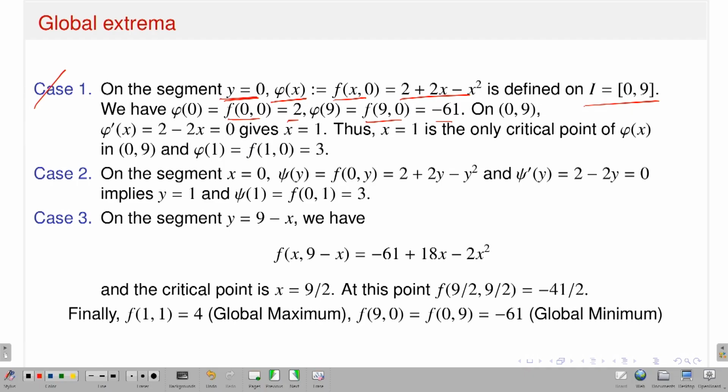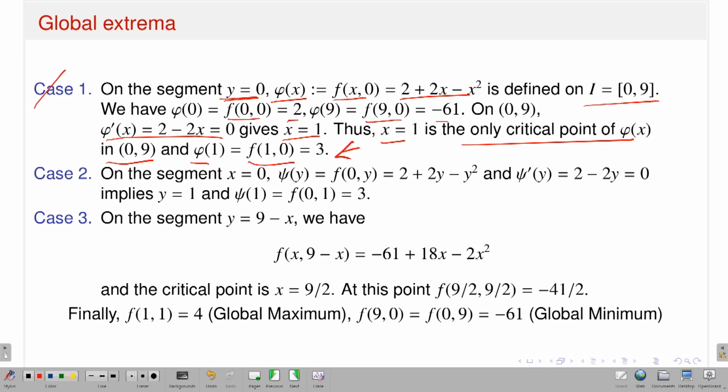Again you think about it as a function of a single variable phi x, take the derivative, equate it to 0, and get some possible points where an extremum might exist. If I put phi prime x is equal to 0, it will give you x is equal to 1. Therefore x is equal to 1 is the only critical point of phi x in the open interval 0 to 9. So you check the value. Phi of 1, which is exactly equal to f of 1, 0, because I am keeping y is equal to 0, so f of 1 comma 0, whose value is 3.